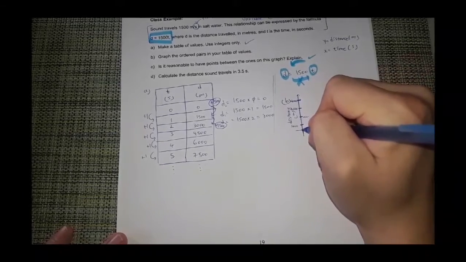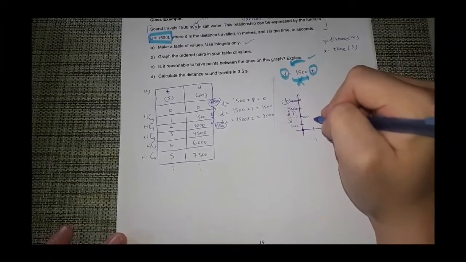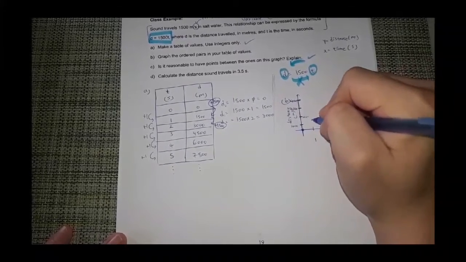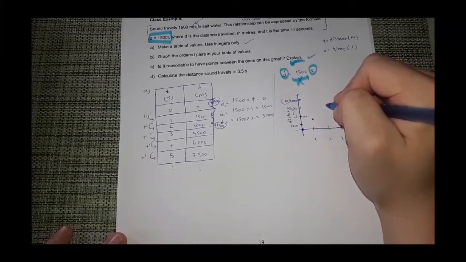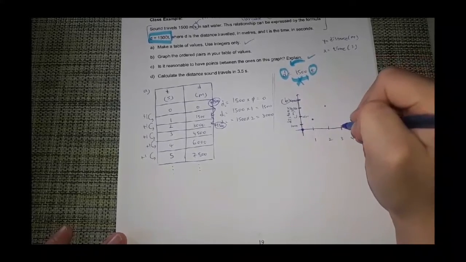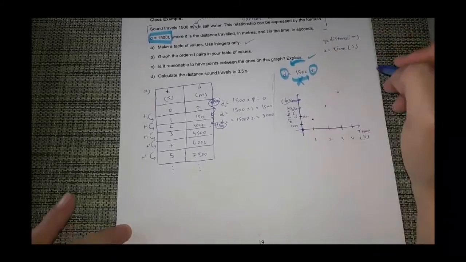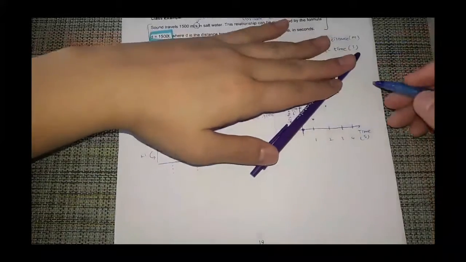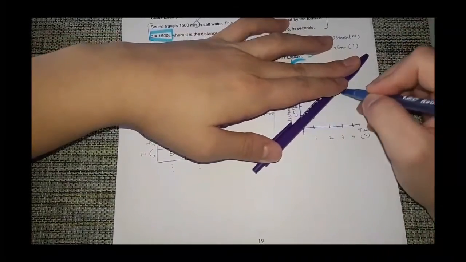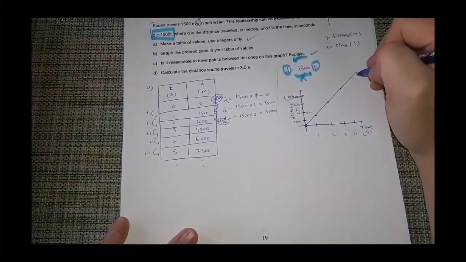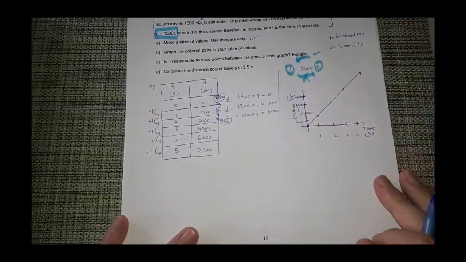0, 0, that was a coordinate. 1 and 1,500, which is halfway over there. 2 and 3,000. 3 and 4,500, which is slightly above. And you have this pattern. As you may notice, this pattern is linear, so use your ruler. And I want you to extend the line. So we graph the ordered pair.